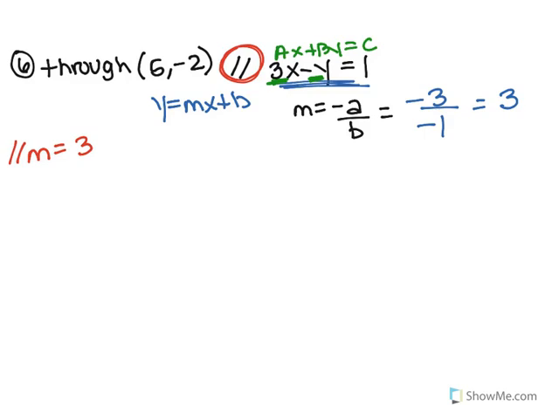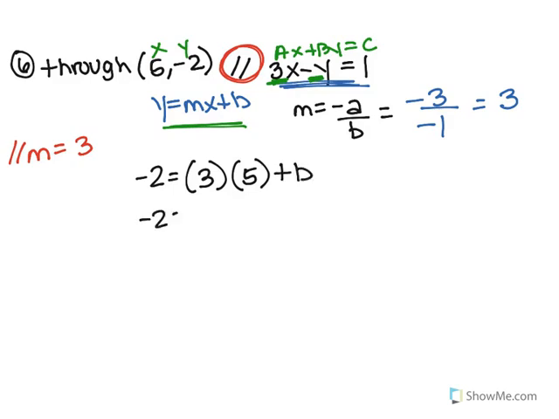So now you have your m, you have your point. We're going to plug it in to find our b. Our y number is -2, our parallel slope m is 3, and our x is 5. So we have -2 equals 15 plus b. To get b by itself, we subtract 15, and that will give us -17. So the y-intercept is -17.